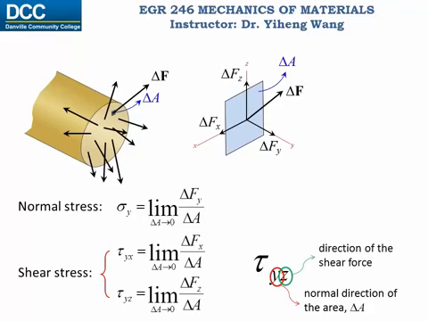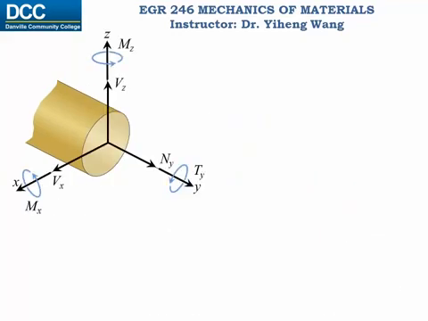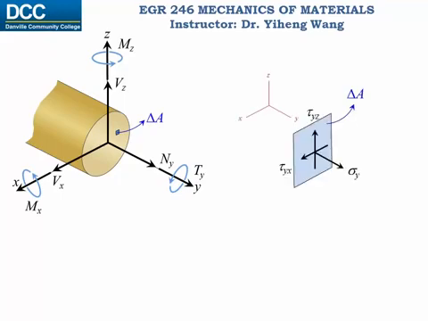Since stress is defined as a force over area, in the SI unit system, its unit is Newton over meter squared or Pascal, and in the US customary unit system, its unit is pound over inch squared or PSI. Therefore, for an infinitesimal area delta A on this cross-sectional surface, it could have a maximum of 3 independent stress vectors acting on it, a normal stress sigma and 2 shear stresses tau, corresponding to the 3 internal forces.